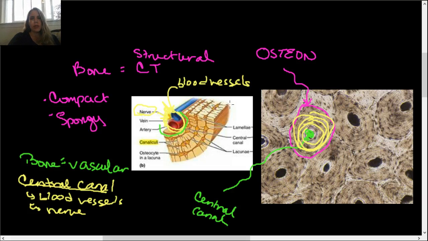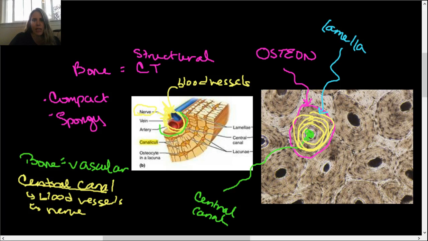And so these rings each have a name, of course, as everything does in anatomy. Each of these rings is called a lamella, or lamellae for plural. And along the edges of each of these lamellae, you'll find the bone cells. And you'll also find little bitty tunnels. I don't know if you can see these in this picture, but you can certainly see them here.